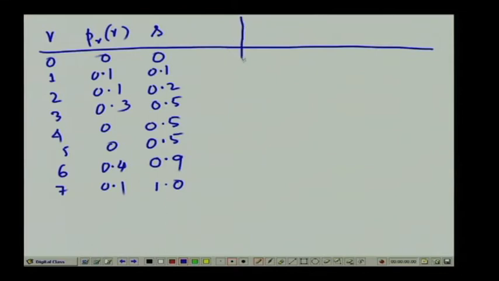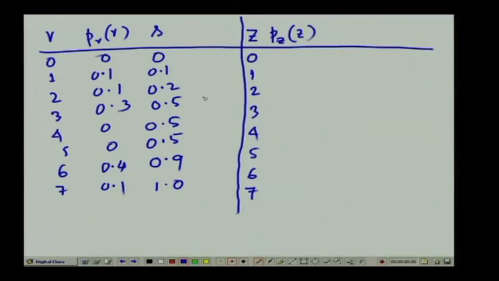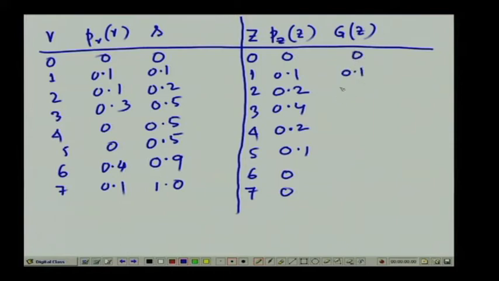Similarly, from the target histogram, for different values of Z, 0 to 7, the corresponding histogram P z z is 0, 0.1, 0.2, 0.4, 0.2, 0.1, 0, 0, and the corresponding G z is given by 0, 0.1, 0.3, 0.7, 0.9, then 1.0, 1.0 and 1.0.